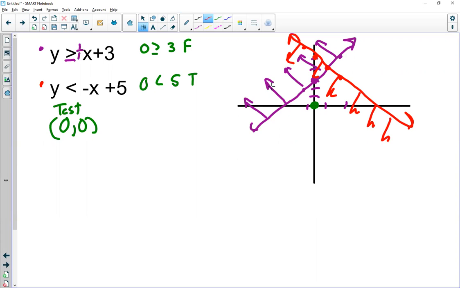Well, my final answer is where it overlaps. And it overlaps in this top left side. So I would shade in this top left side over here. That would be my answer for this one. Remember, the shading is your actual answer. You're showing where it's true or not true.